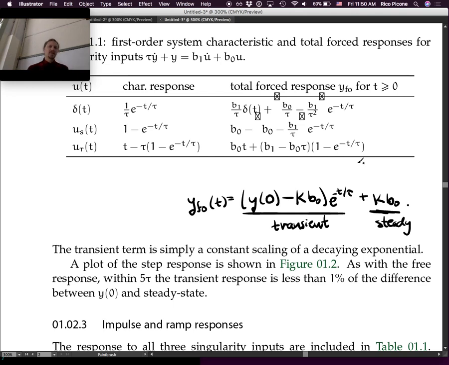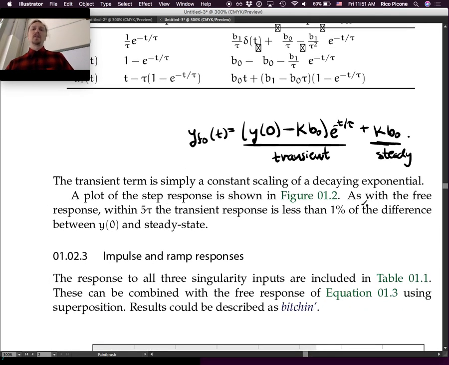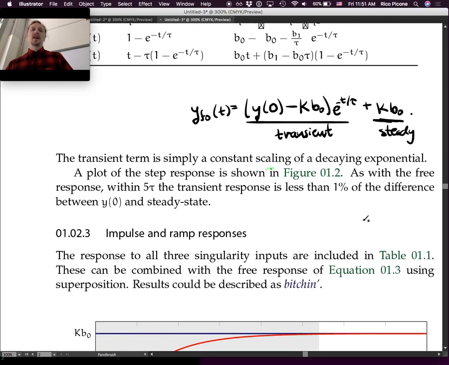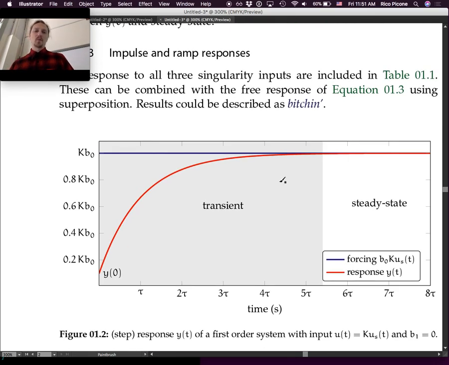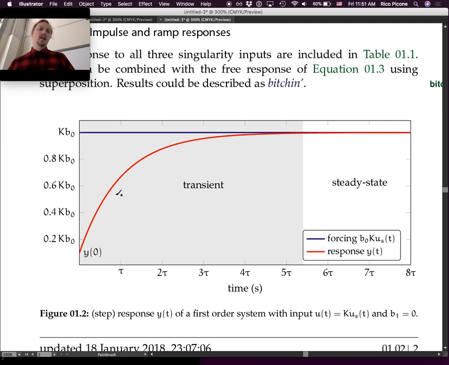A plot of the step response is shown in figure 1.2. As with the free response, within 5 time constants, the transient response is within 1% of the final value. So if we have ourselves a forcing function that's just a unit step that's scaled, and we started out at an initial condition, and we put in a step input, we get this decaying to a steady state value. Transient response is happening in here. We say approximately, at this point, it's steady, and we say it's steady state thereafter.